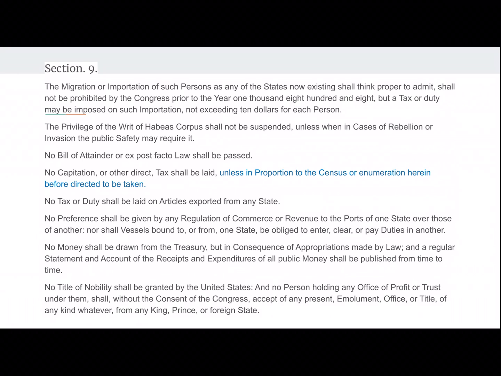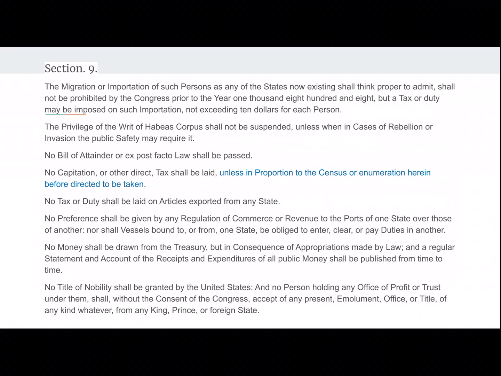Section 9. All right. The migration or importation of such persons as any state now existing shall think proper to admit shall not be prohibited by the Congress prior to the year 1808, but a tax or duty may be imposed on such importation, not exceeding $10 for each person. The privilege of the writ of habeas corpus shall not be suspended, unless when in cases of rebellion or invasion the public safety may require it. No bill of attainder or ex post facto law shall be passed.